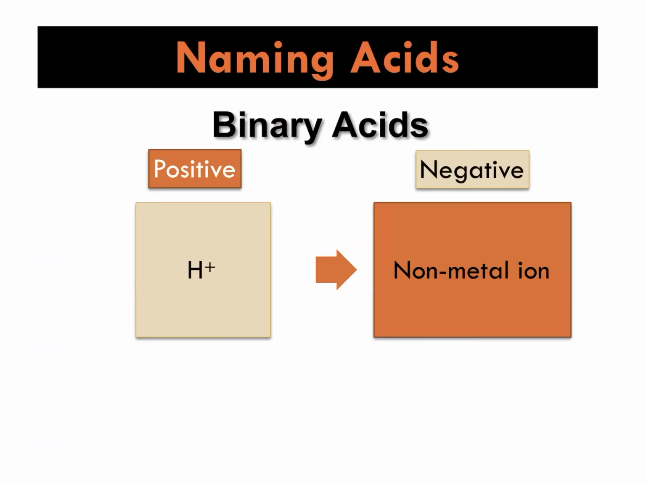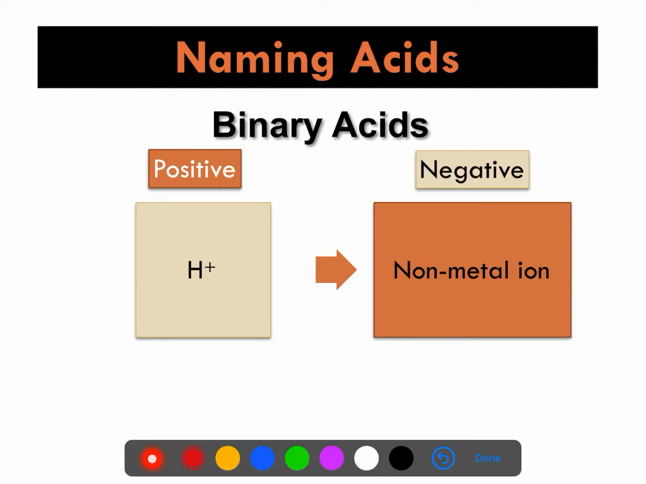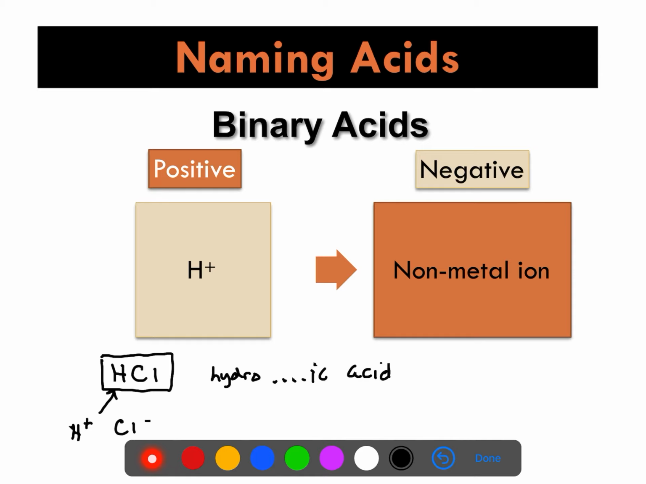So a good example of a binary acid would be hydrochloric acid. All right, so if we have HCl, the H provides the positive, and the chlorine provides the negative. And if it's a binary acid, we said we're going to use the term hydro, hydro, whatever, ic, acid. So binary doesn't mean two atoms in the formula. It means two different atoms in the formula. So in this example, it's hydrochloric acid.